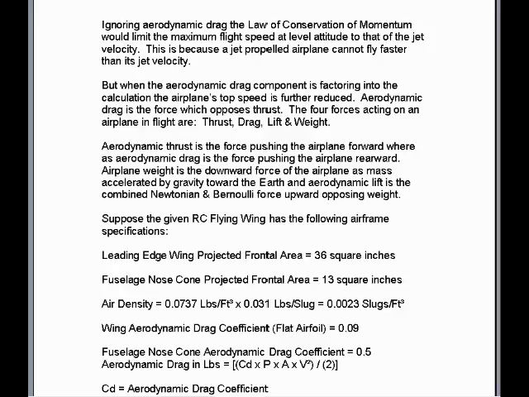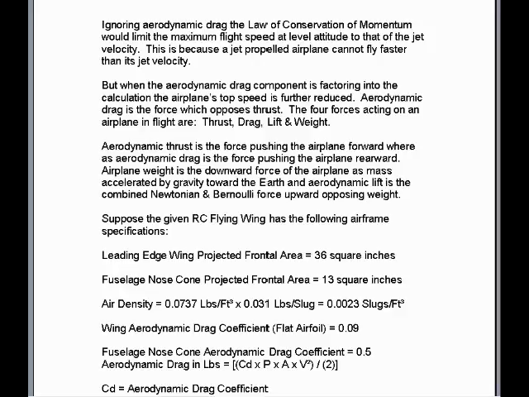But when the aerodynamic drag component is factored into the calculation, the airplane's top speed is further reduced. Aerodynamic drag is the force which opposes thrust. The four forces acting on an airplane in flight are thrust, drag, lift, and weight. Aerodynamic thrust is the force pushing the airplane forward, whereas aerodynamic drag is the force pushing the airplane rearward. Airplane weight is the downward force of the airplane as mass accelerated by gravity towards the Earth, and aerodynamic lift is the combined Newtonian and Bernoulli force upward opposing weight.